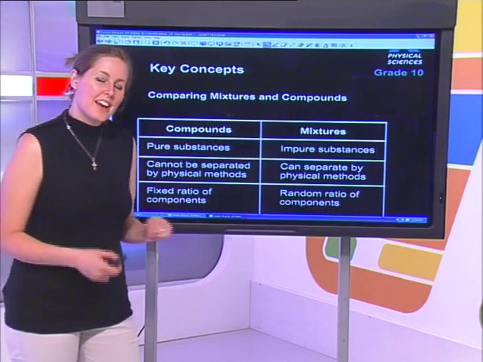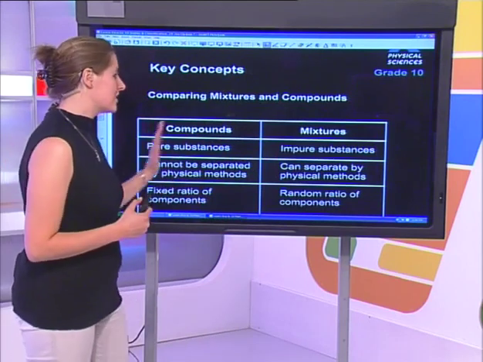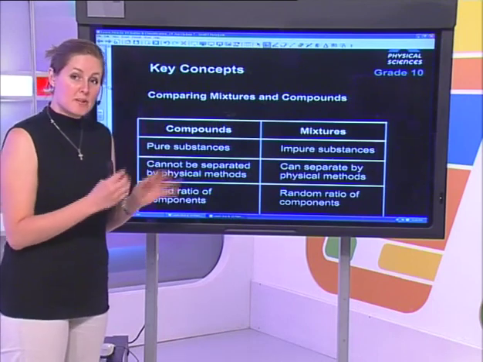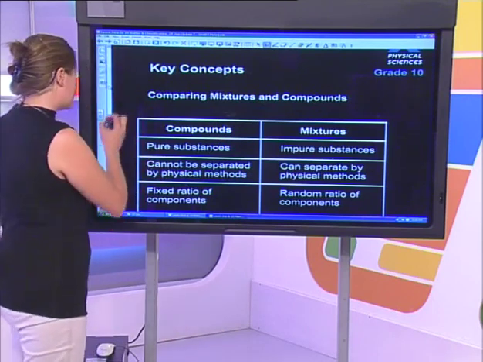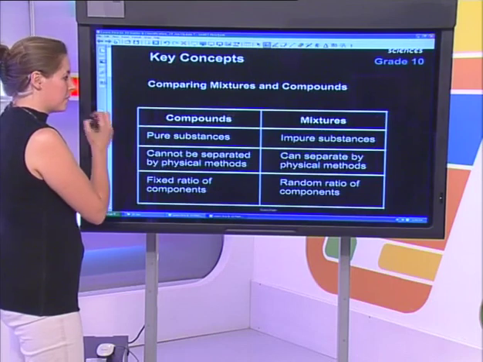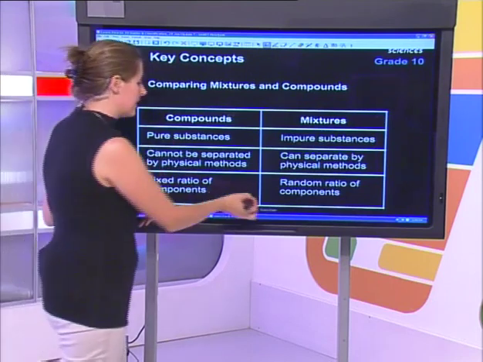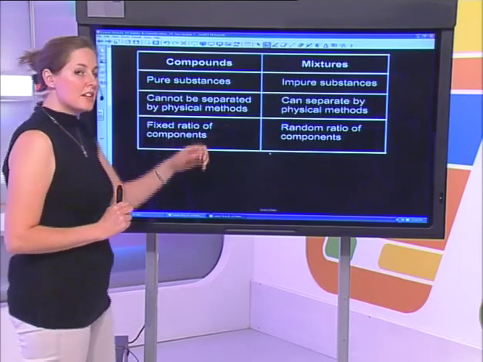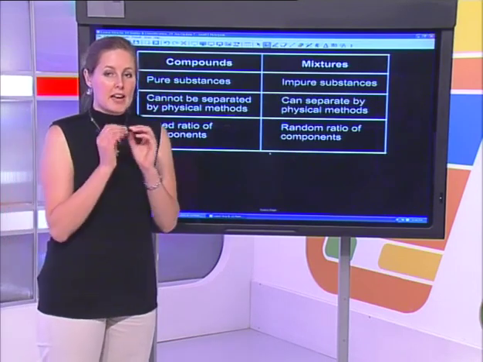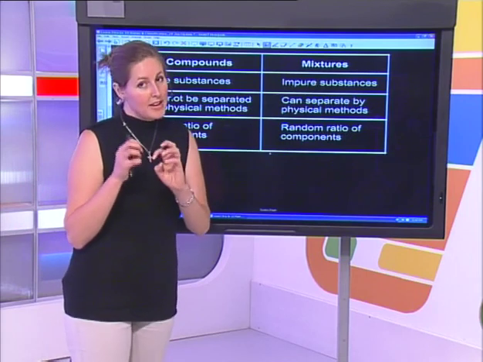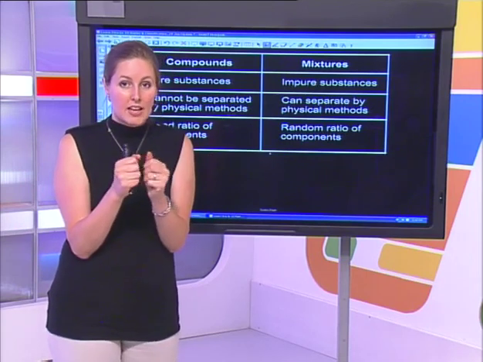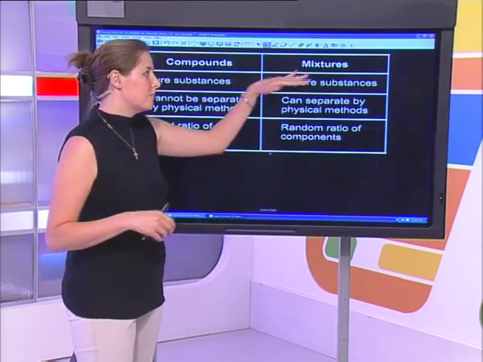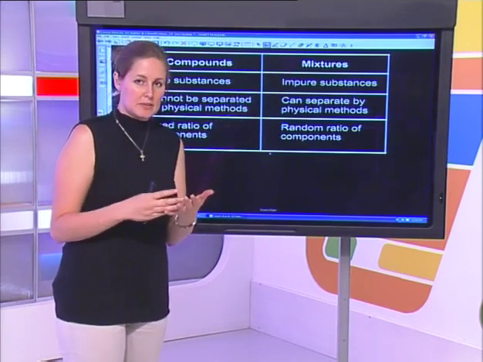Let's continue with our thoughts on mixtures and compounds, and we're going to take this as a distinct comparison. As we go through, and this is very, very important, compounds and mixtures. Compounds are pure substances, which means they're made up of many elements, but they're chemically bonded together, so they make up a pure new substance, whereas mixtures are impure substances.